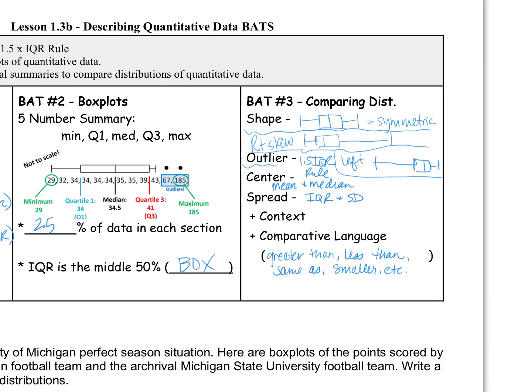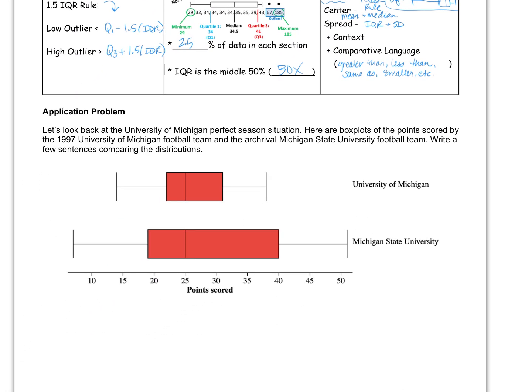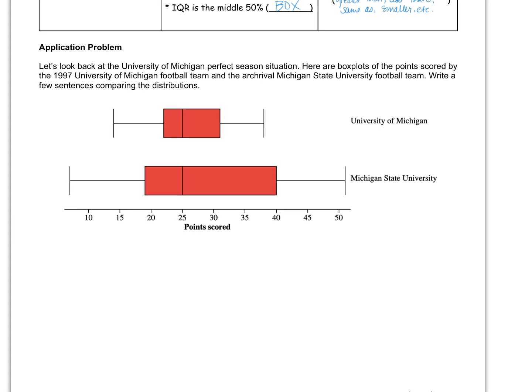Now, I'm gonna give you 5 minutes. Probably you don't need more than that to do this application. Let's try it out. Looking back at the University of Michigan's perfect season situation. Here's the box plots of the points scored by the 1997 University of Michigan football team and the arch rival, Michigan State. Write a few sentences comparing the distributions. So this is how the question would be set up, and this would be where your red flag goes up, and this is the SOCS with three C's, right? You gotta use that as your checklist. So, talk amongst yourselves, come up with your sentences. It could be 2, 3, 4 sentences, longer if you really want, but make sure you get all the components. So I'll come back in about 5 minutes, and we'll check and see what you got. All right, try it out.